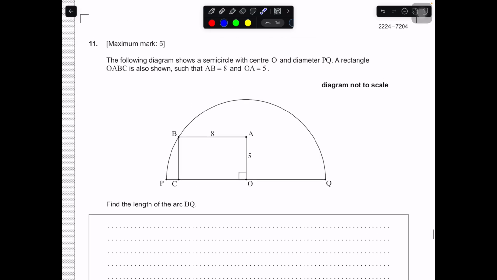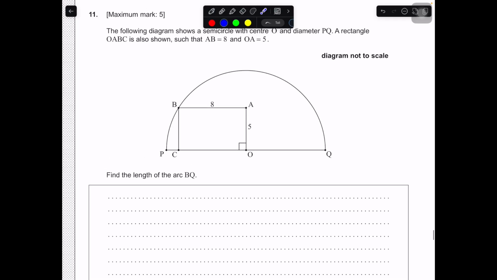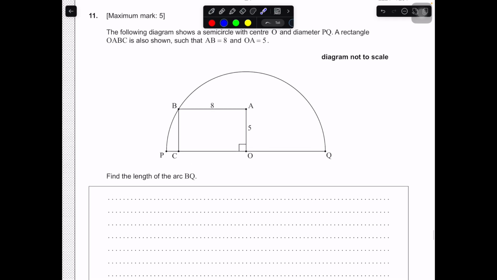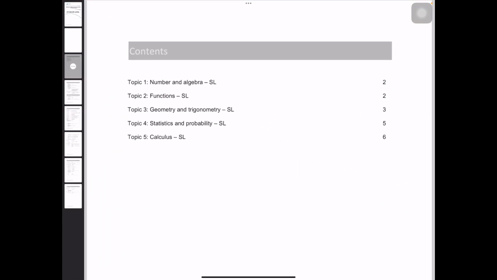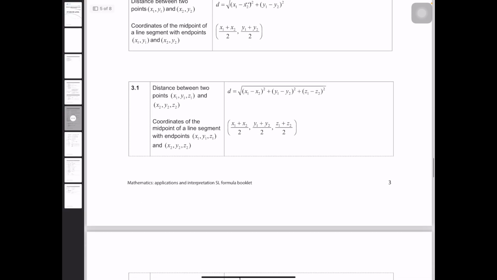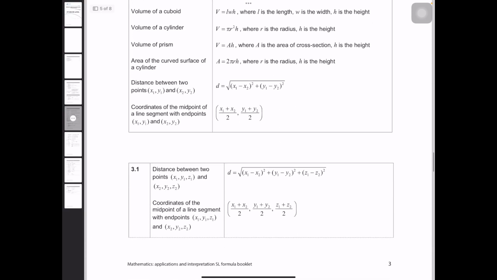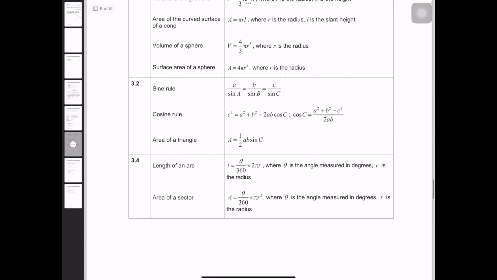Sometimes they can be kind of intimidating if it's just 5 marks and no context, but you just need to be more careful about process. Okay, so what is the arc length formula? I guess we can go to our formula booklet and find out. So let's go into geometry and trigonometry. Arc length formula, if you need to find it, is, I think it's further on right here. So the length of an arc is theta over 360 times 2 pi r.